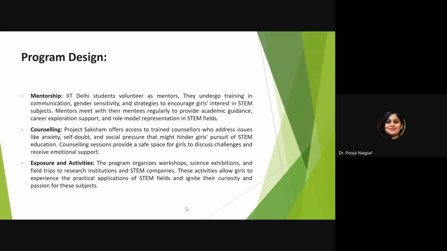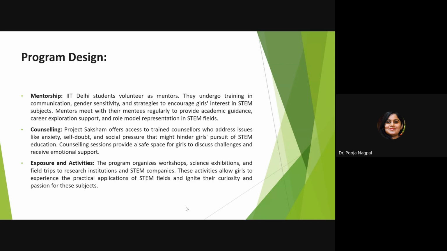So what was the program design? Mentorship: IIT Delhi students volunteer as mentors, basically. They undergo training in communication, gender sensitivity and strategies to encourage girls' interest in STEM subjects. Mentors meet with their mentees regularly to provide academic guidance, career exploration support and role model representation in STEM fields. Now here there may be a cultural diversity. Again, I've discussed that the training was for gender sensitivity and strategies to encourage girls' interest. So there may be some challenges also which we need to deal with in a mentorship program.